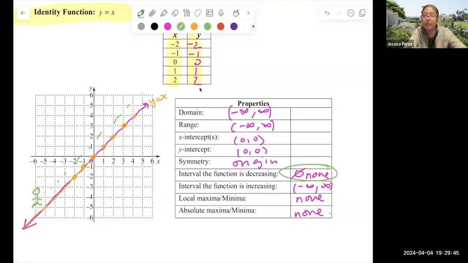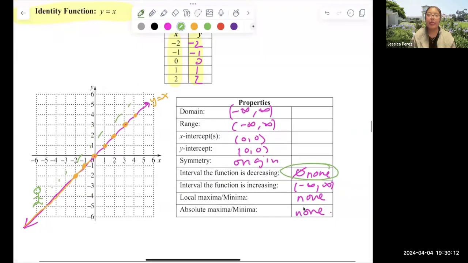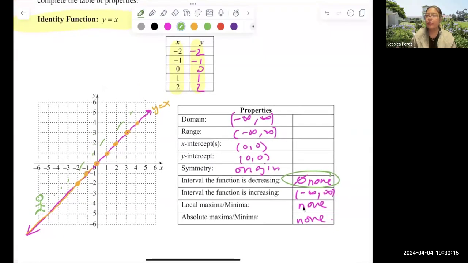It's always going up. What about the local maximum and minimum? It doesn't have one. You might say the minimum is (0, 0), but be careful, because it has this infinity. When you have these arrows, you don't have any max or any min. It goes on forever, so you don't have any. Any questions on this identity function? That's the first function that we see.